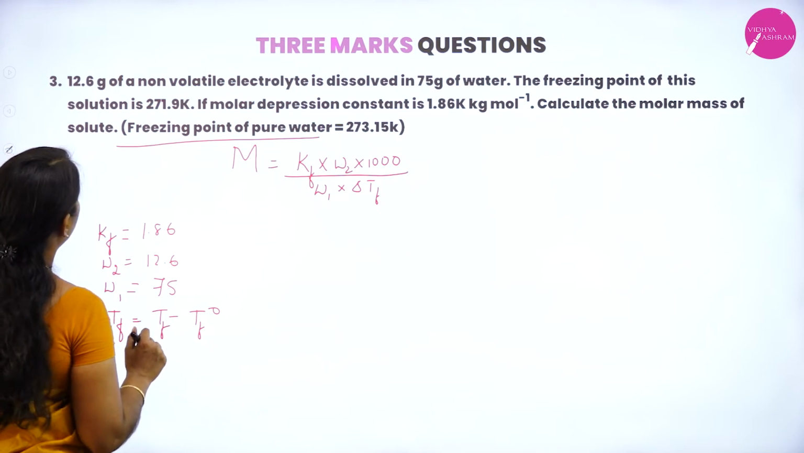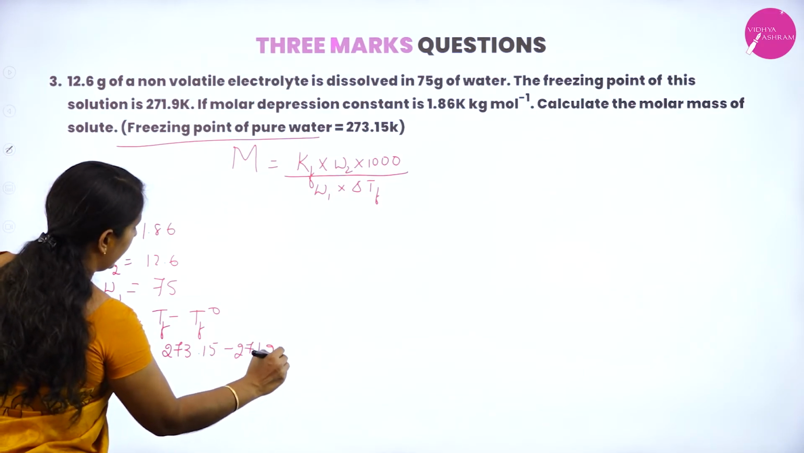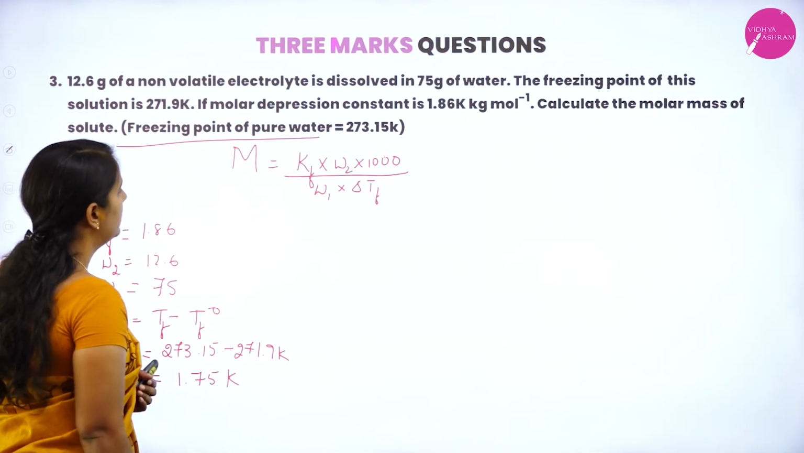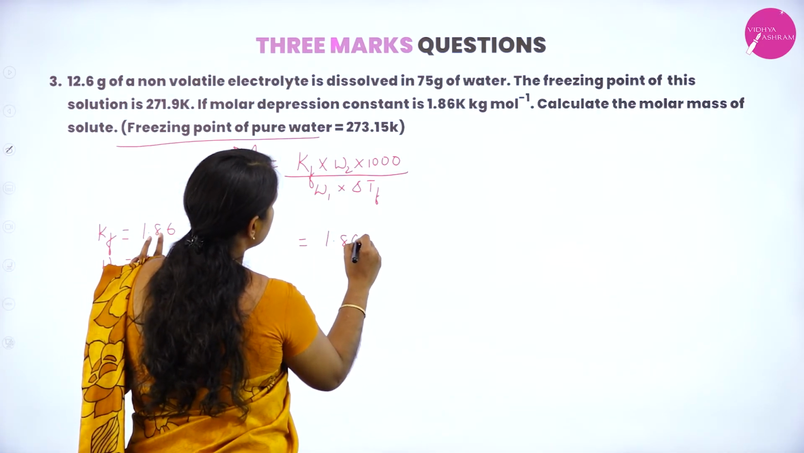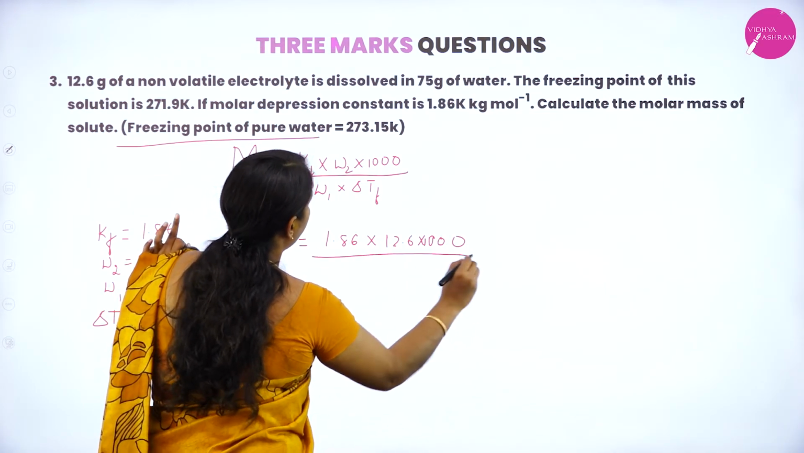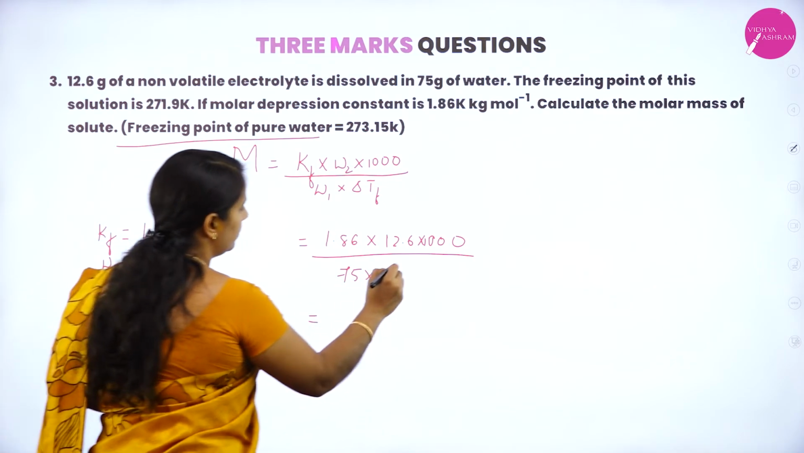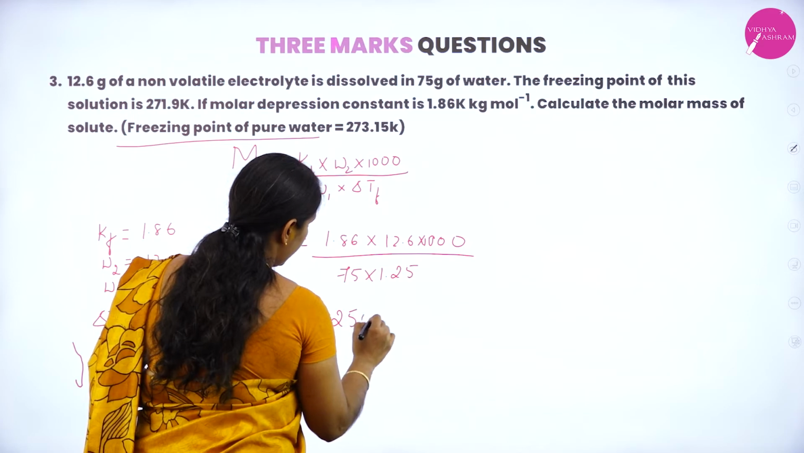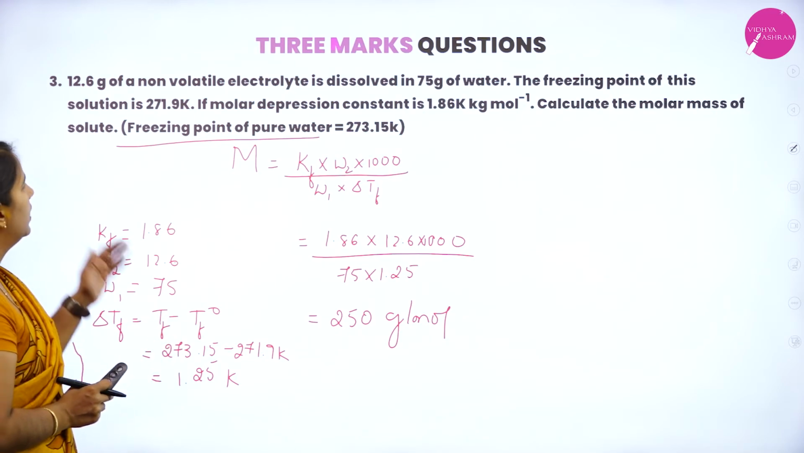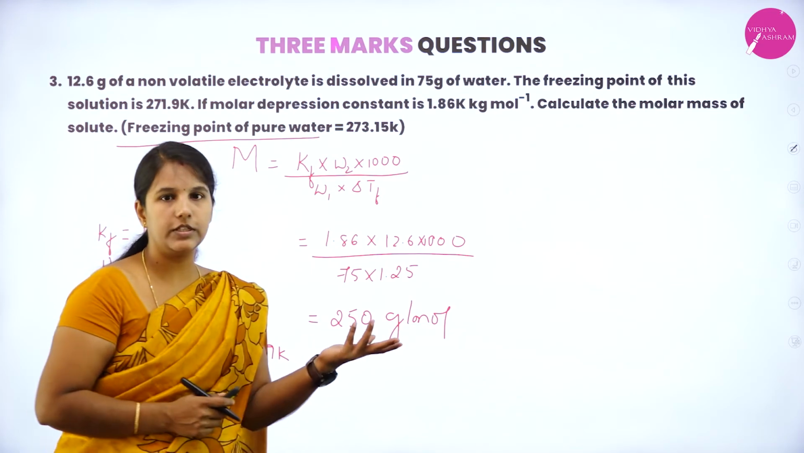So here the value is 273.15 minus 271.9 Kelvin. How much will you get if you subtract? 1.25 Kelvin. Okay, so now substitute the values. It is 1.86 into 12.6 into 1000 divided by the W1 value, 75, into 1.25. You'll get 250 gram per mole. This is how the depression in the freezing point can also be calculated just by looking at the data.